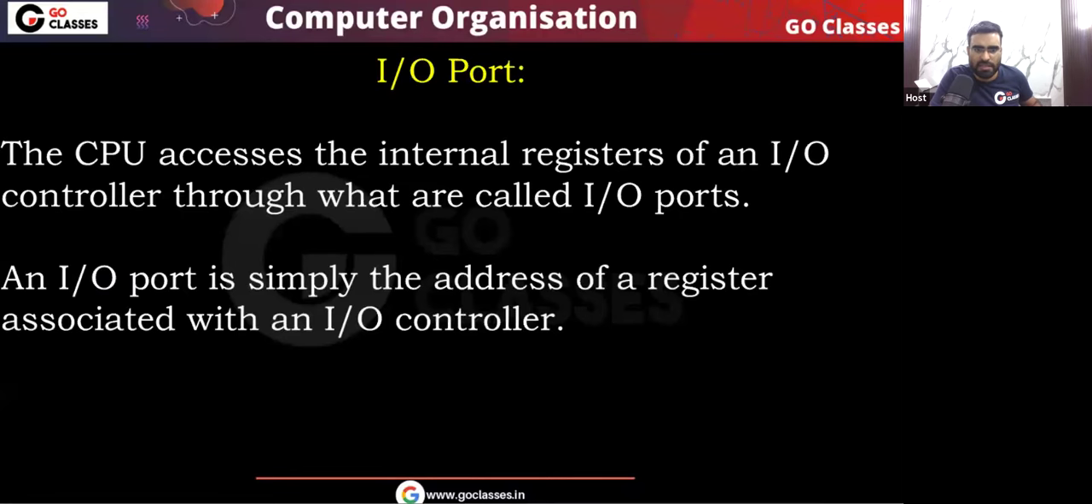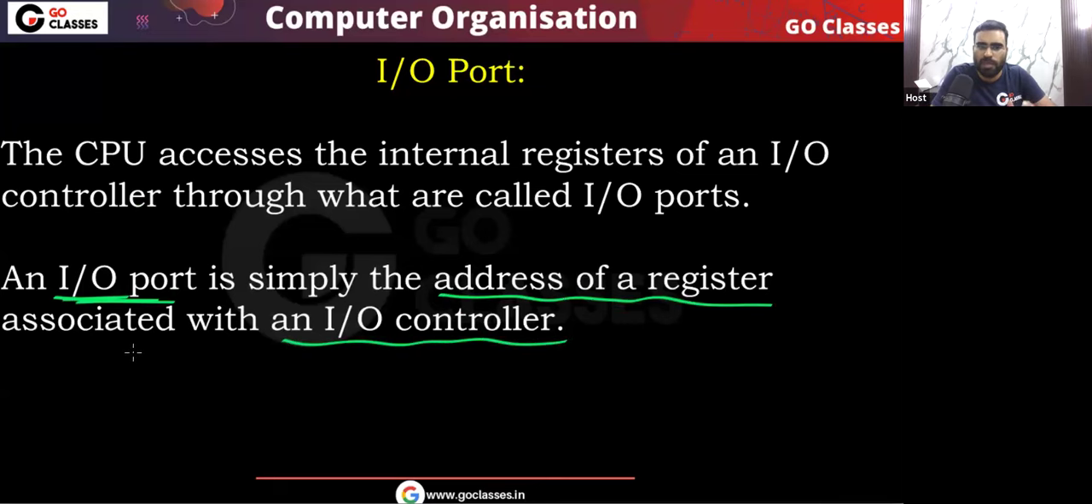Let's look at this point. So read this point. What is IO port? IO port is simply the address of a register inside the controller. Is this clear? Let me know. Is this understood? Please tell me.